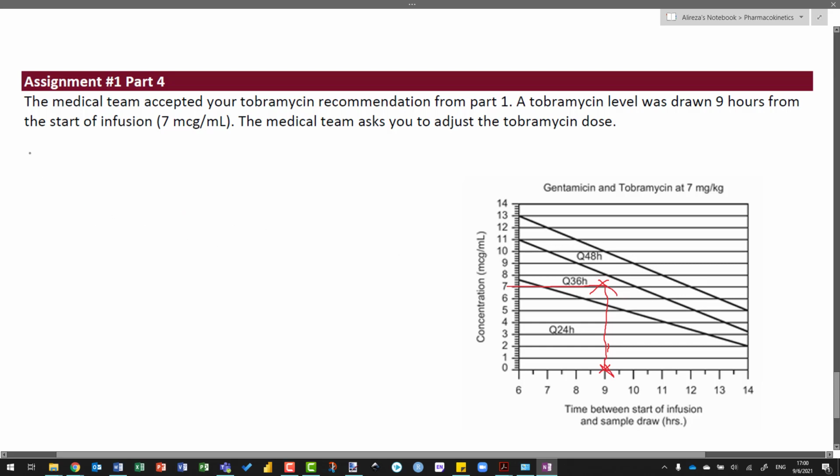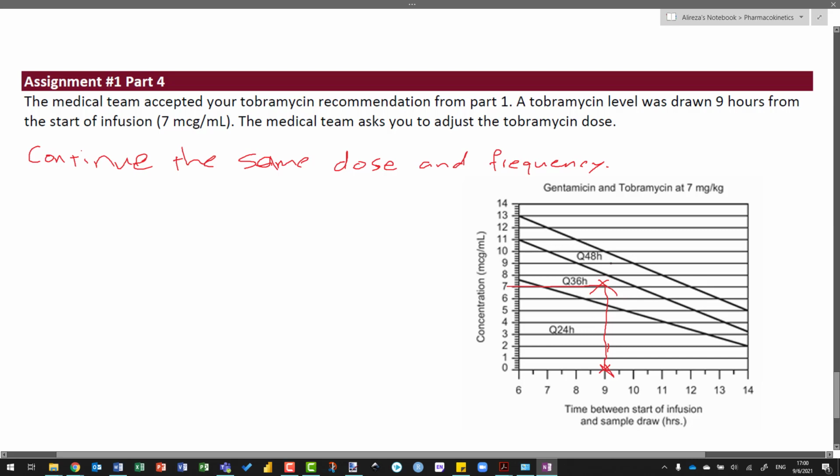So what we recommend is to continue. There's no need to change the frequency. So we continue the same dose. You can also say the dose here. Dose and frequency. And that's pretty much it. So this part was pretty easy.